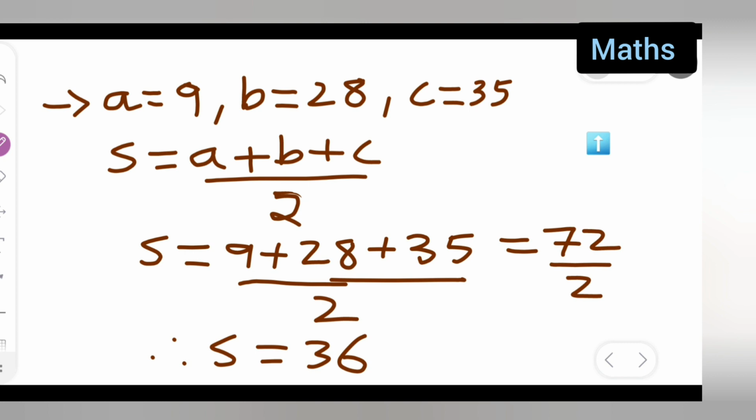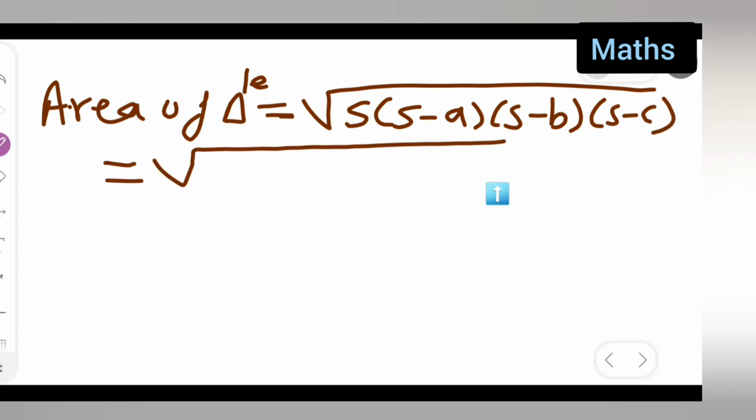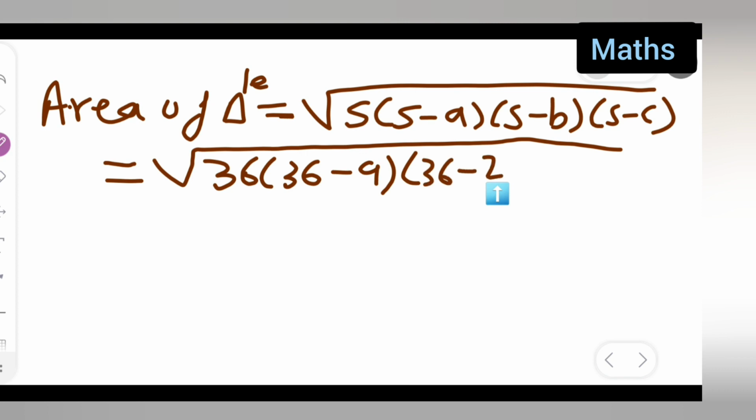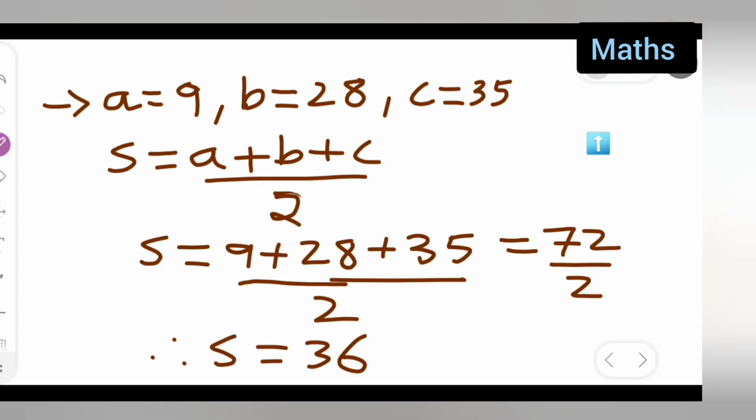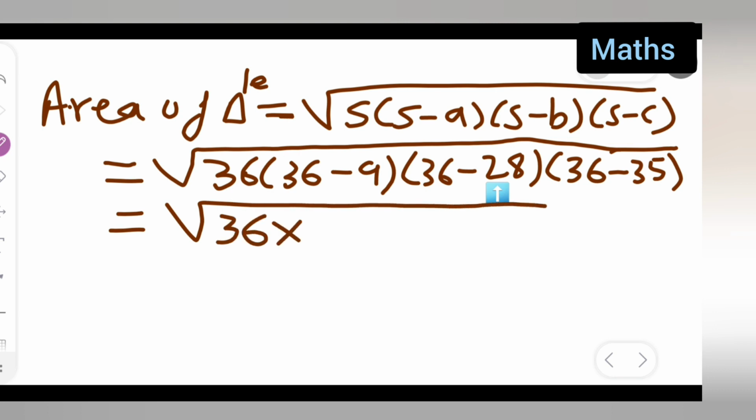Next, moving towards the next part, we need to find the area of the triangle using Heron's formula. How are we going to find the area of the triangle? Using Heron's formula. What is that formula? Root of S into S minus A, S minus B and S minus C. Now we put the equal sign, and what is your S? Semi-perimeter is 36. Now write down 36, then 36 minus what was your A? A was 9. Then 36 minus B, which is 28, and your C was 35. So 36 minus 35.